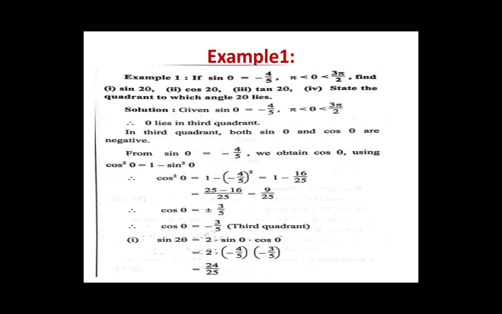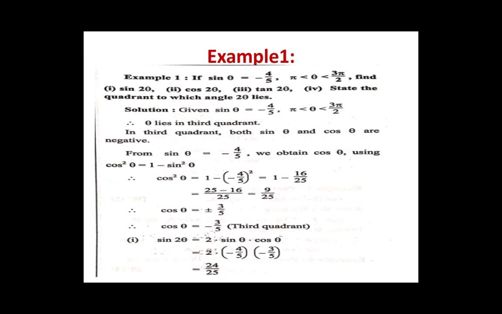So as you can see on screen, there is an example. If sin theta is given as minus 4 upon 5, where pi less than theta less than 3 pi upon 2, find first sin 2 theta, second cos 2 theta, third tan 2 theta, fourth state the quadrant to which angle 2 theta lies. Okay.